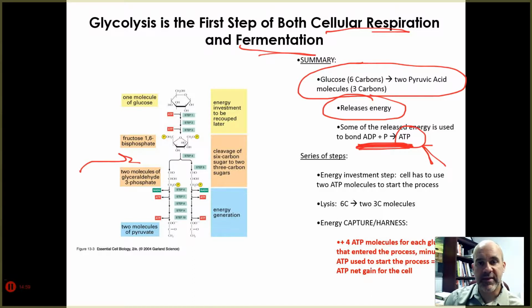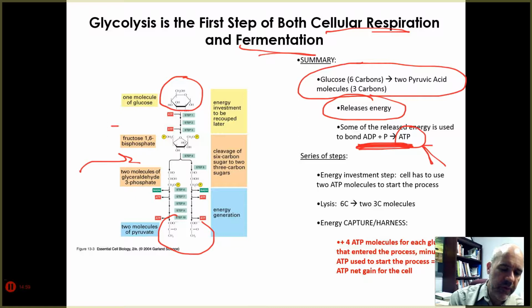Those different steps will each use a different enzyme. So you've got lots of different enzymes that are involved in this process as well. This is a diagram showing you a little bit more detail. There's glucose up here at the top, and these are what those 2 pyruvic acids look like down here at the end. Another thing I want to point out on here is notice on this diagram right there, they are showing you that 2 ATPs are being input into the process.